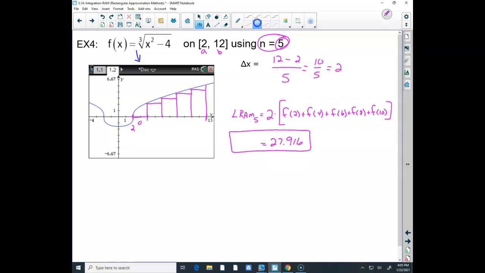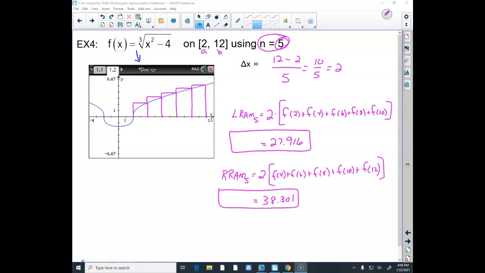units squared. What I'd like you to do is hit pause, find the right RAM and the mid RAM of this little dirty dog, and I will be back with the answers for both of them. And again, like I said, the right RAM was going to be an overestimate. Once you get this figured out, hopefully you've caught on to the pattern.